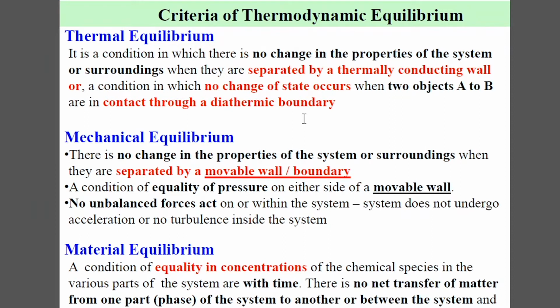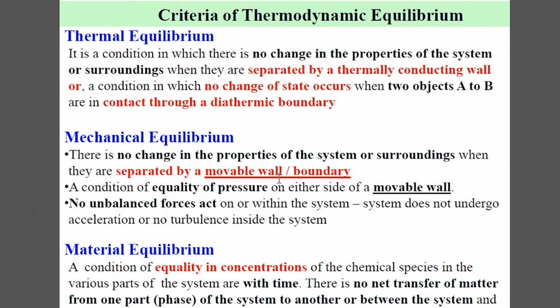When we have a mechanical equilibrium, there is no change in the properties of the system and the surrounding when they are separated by a movable boundary or movable wall. A condition of equal pressure on either side of the movable wall is a requirement. No unbalanced force acts on them or within them, and the system does not undergo any acceleration or turbulence.